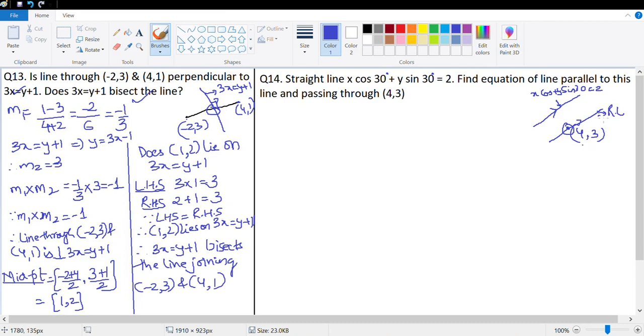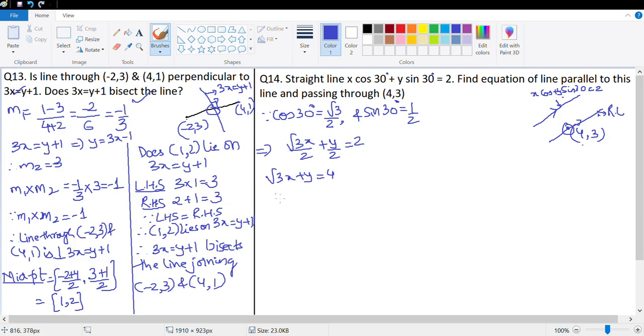I need to find the slope, and the slope of this required line will be equal to the slope of the given line. So let's look at this. Since cos 30 degree is equal to √3 upon 2, and sine 30 degree is equal to half, therefore my line is given as √3x upon 2 plus y upon 2 is equal to 2. Let's take LCM. The LCM is 2. Cross multiply, so that's √3x plus y is equal to 4. Let's write this in the form y is equal to mx plus c, which means y is equal to -√3x plus 4. Therefore, slope is equal to -√3.